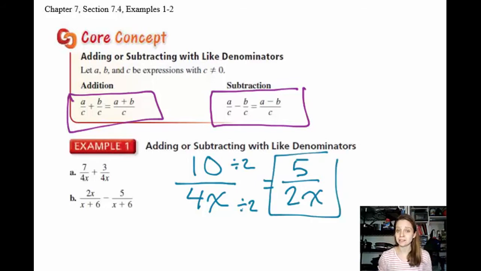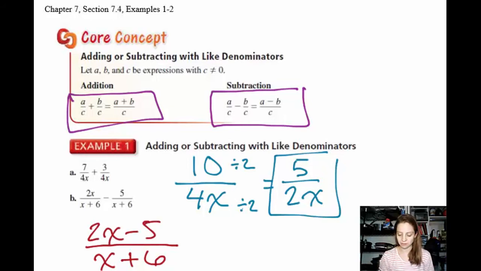Example B, we're subtracting with like denominators. Enjoy this while it lasts. Like denominators are pretty straightforward as long as you remember to keep the denominator the same. X plus 6. And then you subtract 2x minus 5. Is there a GCF in the numerator? No. So I am done.